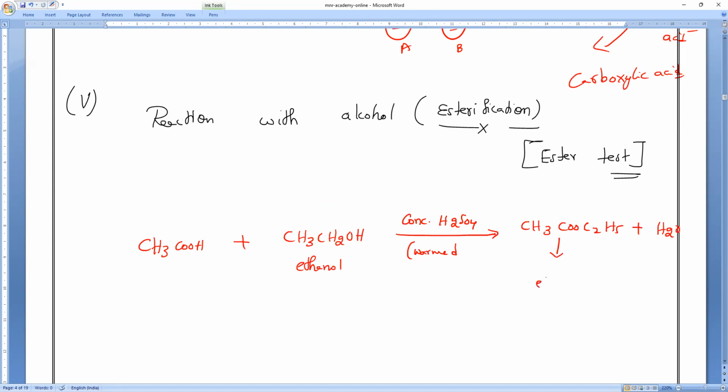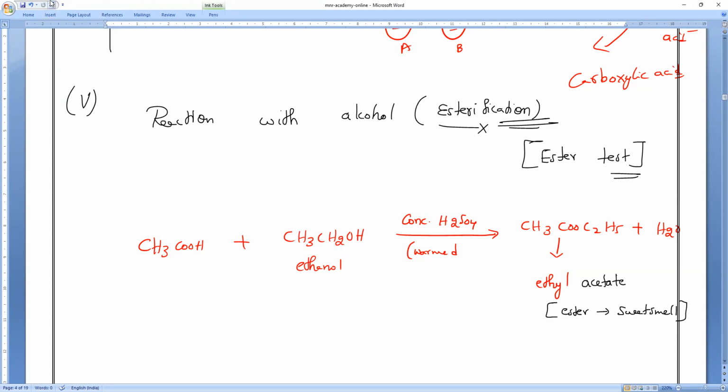I have taught you already. Ester is the functional group. That is the fruity smell. What is the name of this compound? Ethyl ethanoate, yes, ethyl acetate. You can write it: ethyl acetate, or we can say ethyl ethanoate. So what is the functional group here? Ester. So with ester, what smell will come? Sweet smell, or fruity smell, or whatever you want to write. So please remember, esterification is the test to use for both alcohols as well as what?